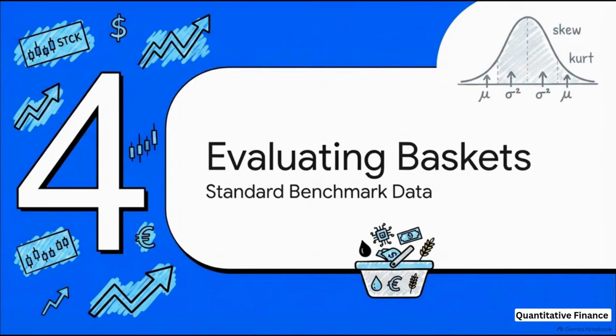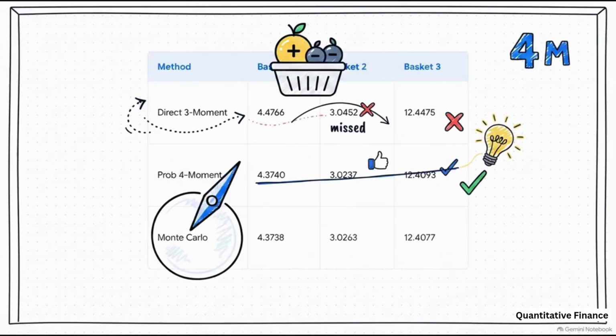Section 4. Evaluating standard baskets. Let's actually dig into the data and thoroughly explain what we are looking at here, because this proves the empirical advantage of the framework. We are looking at standard baskets that have one positive weight and two negative weights. The bottom row is our true Monte Carlo benchmark. Now look at the top row, the direct three-moment approach.